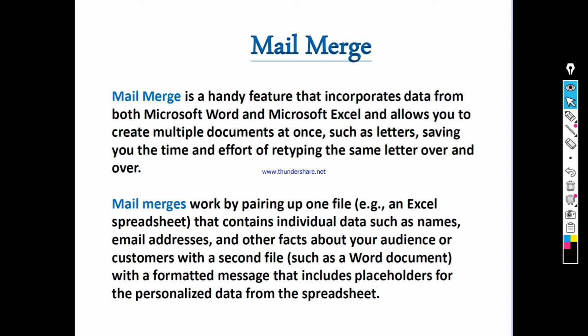Mail merge works by pairing up one file, for example an Excel spreadsheet, that contains individual data such as name, email address and other facts about your audience or customer, with a second file. In this spreadsheet, what type of data will it contain? It will have the address list of the person with their name, address, phone numbers and email ID it can be.